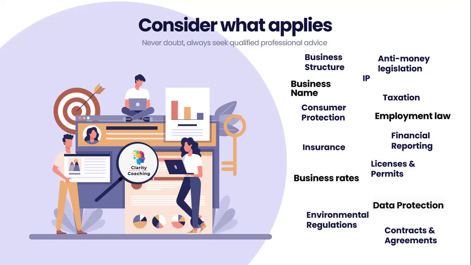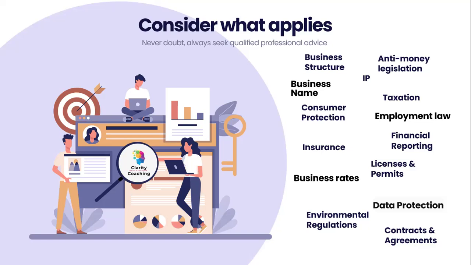Next, we've got intellectual property. You might want to consider registering your trademark, any patents or copyrights to protect your business intellectual property. Consumer protection is another one. So if you're selling to consumers, you need to adhere to the Consumer Rights Act, which sets out requirements for product quality, returns, and refunds. You need to be able to provide clear terms and conditions for your sales and services.